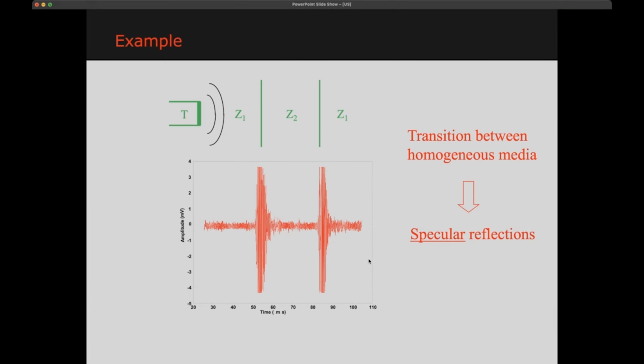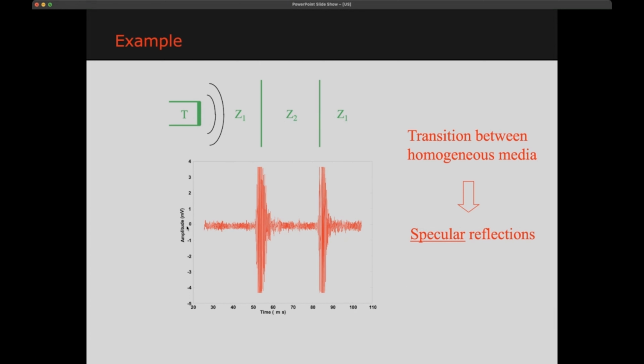So here you see an example of what a signal, if we would measure it, would look like. This is actually a measurement in a bowl of water. We have the transducer sending out ultrasound in water. Then we have a gel-like material in between. It's actually a block of gelatin, an elastic kind of material. And then we have water again.